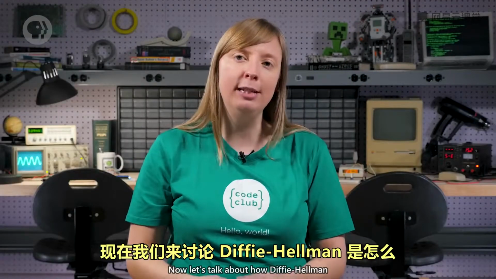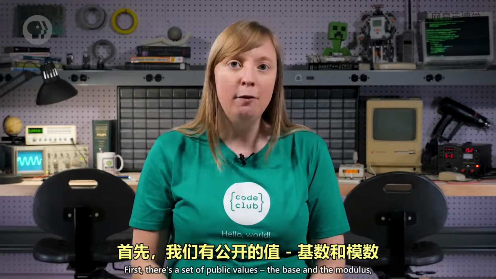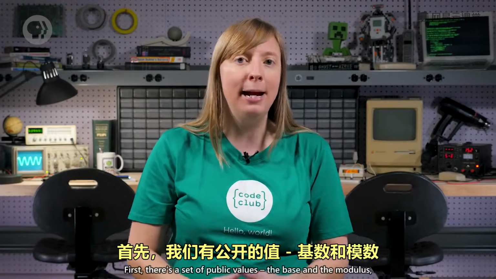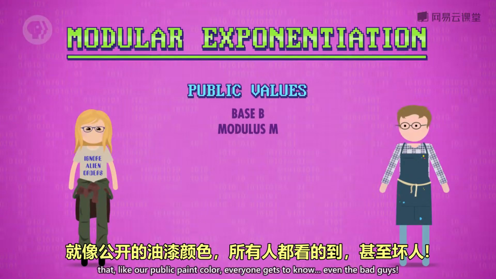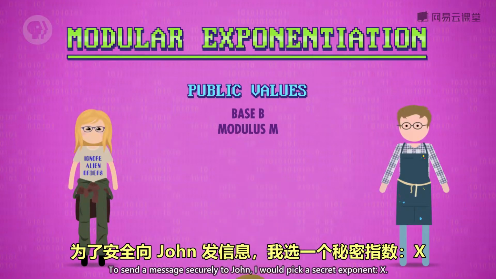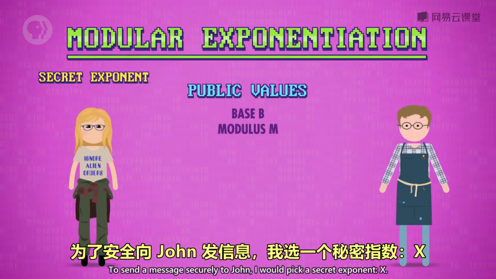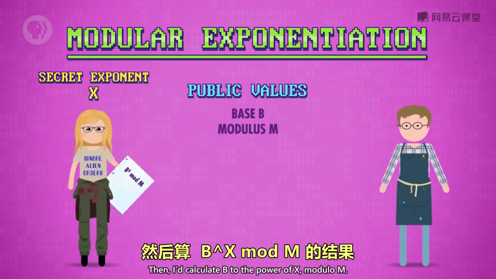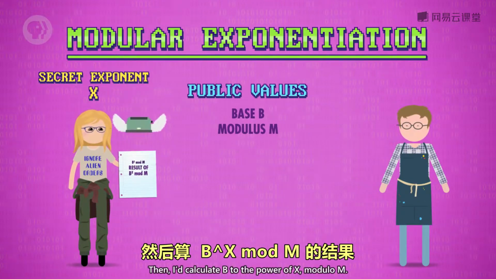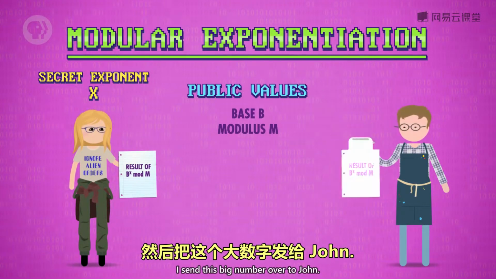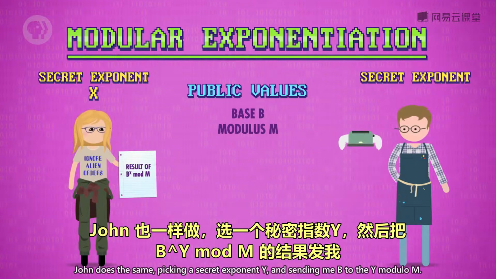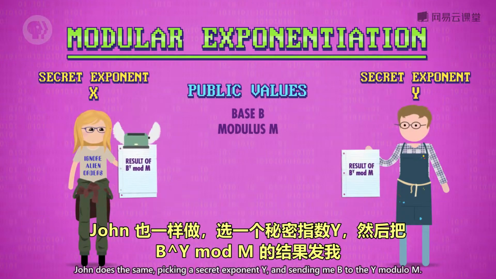Now let's talk about how Diffie-Hellman uses modular exponentiation to calculate a shared key. First, there's a set of public values, the base and the modulus, that, like our public paint color, everyone gets to know, even the bad guys. To send a message securely to John, I would pick a secret exponent, x. Then I'd calculate b to the power of x modulo m. I send this big number over to John. John does the same, picking a secret exponent y and sending me b to the y modulo m.